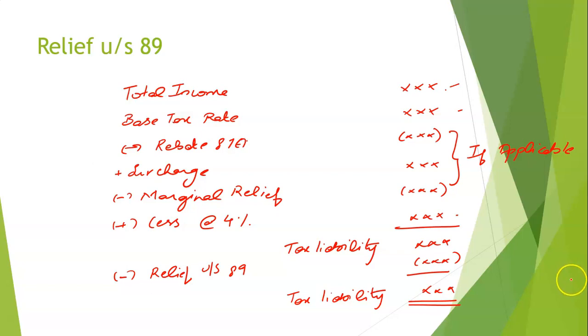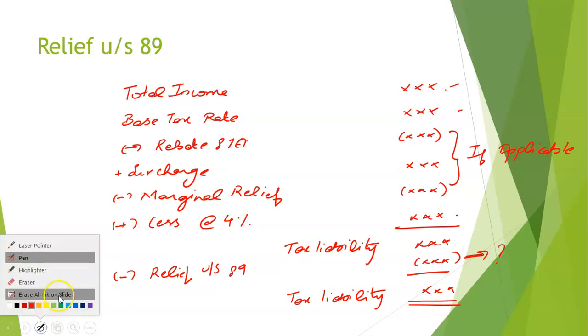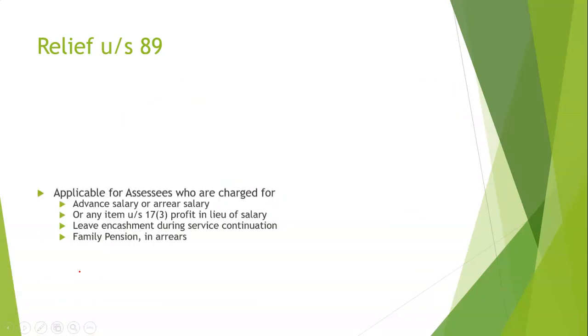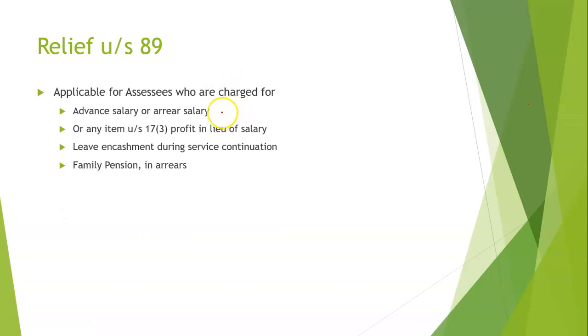Now this is just a basic introduction to this whole section and how this relief comes into play while computing total tax liability. Now let's see in detail what is relief under Section 89 and how do you compute this particular item. So now let's head to the detailed explanation of this particular relief that falls under Section 89. First and foremost, who are the assessees eligible for this relief? This relief is applicable for assessees who are charged for advance salary or arrears salary.